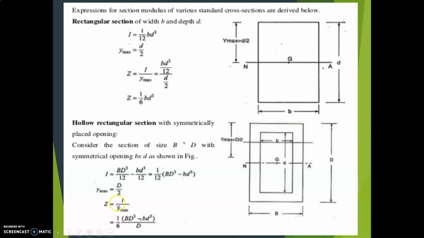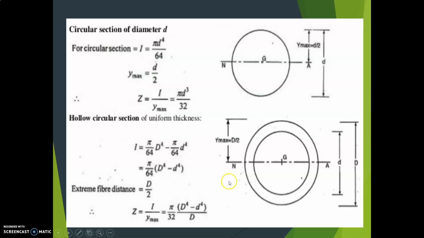So when you substitute Z is equal to I divided by y maximum, you get 1 divided by 6 into (capital BD cube minus small bd cube) divided by D. Okay, this is for hollow rectangular section. Now we'll see for circular section. Circular section, this is a circle of radius R and diameter D. So y maximum is equal to D divided by 2, diameter divided by 2.